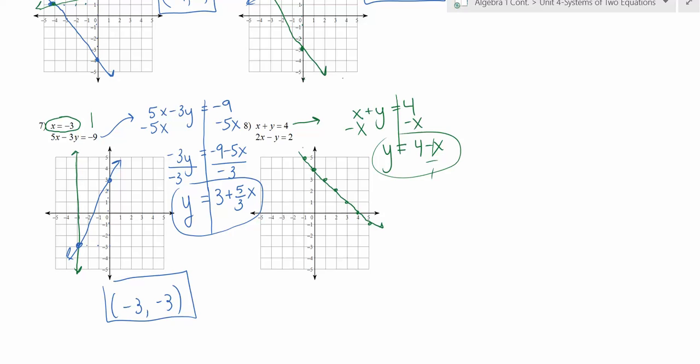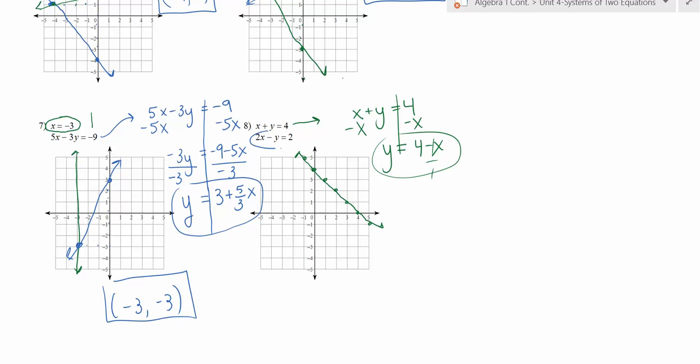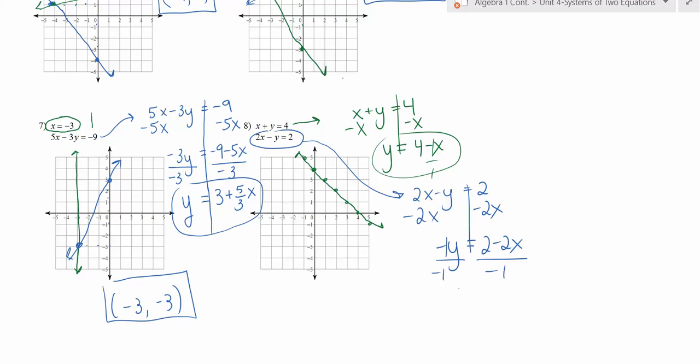Connect my dots. And then I need to also solve for y in my next equation. So I'm going to go ahead and do that. Rewrite it to the side. And then I would want to subtract 2x from both sides. So I have -y equals 2 minus 2x. Now I still have a -1 out front, so I need to divide both sides by -1. So y is going to equal 2 divided by -1 is -2. -2 over -1 is a +2x.